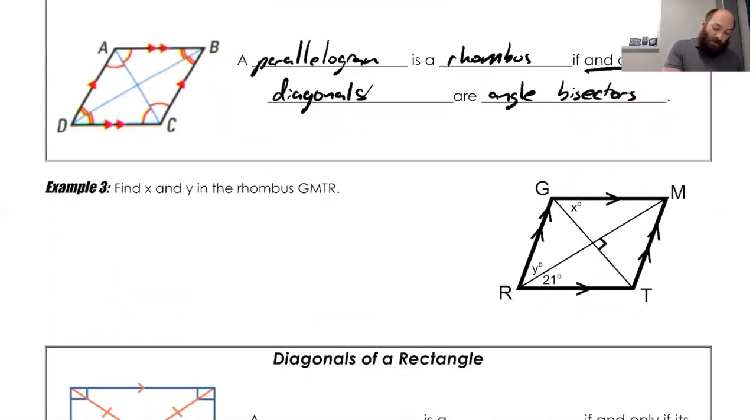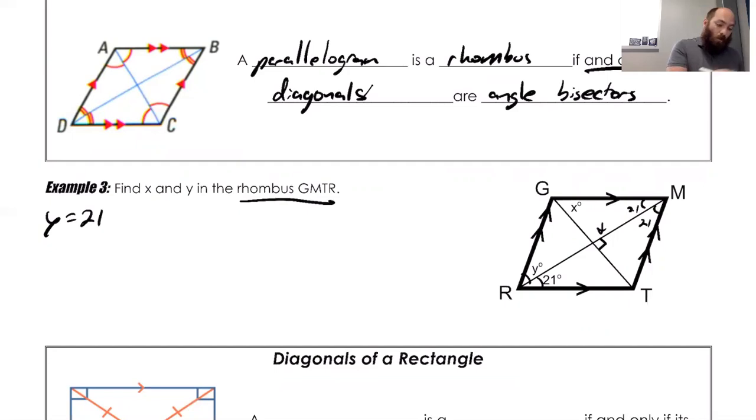I know that when I look at this angle, 21 and Y are going to match up. I'm told it's a rhombus. I also have this as a right angle in there, so that's further evidence that I have a rhombus. So I know that Y is equal to 21. From there, I know that it's got to be 21 here and 21 here.